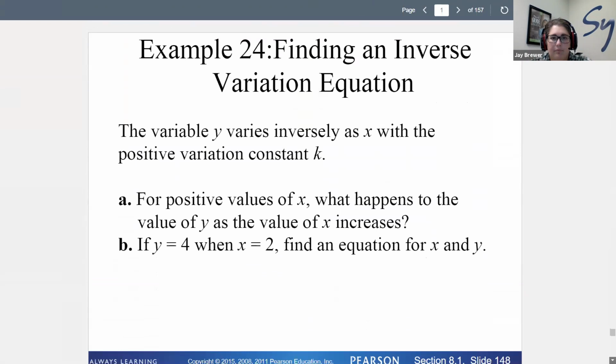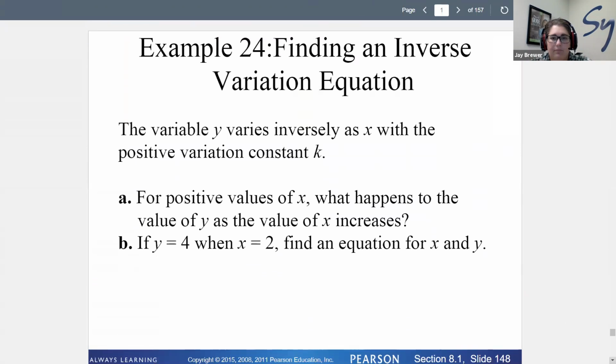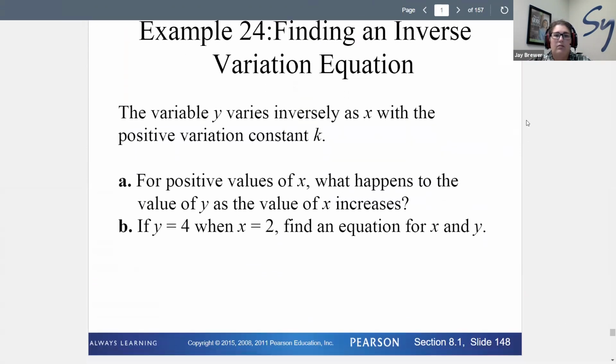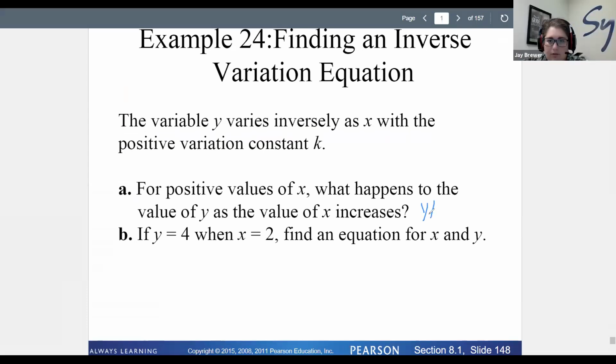All right. Here's our example. For positive values of x, what happens to the value of y as x increases if we're talking about inverse variation? What's going to happen there? It's going to decrease since it's the opposite. Yes, y will decrease.